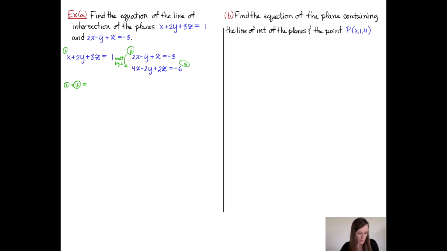And so we have x plus 4x gives us a 5x. We have a positive 2y minus 2y is 0. And then for our z components, we have 3z plus 2z, so plus 5z. And then that is equal to 1 plus negative 6, which is negative 5. And let's divide both sides of this equation by 5. So we have x plus z is negative 1.